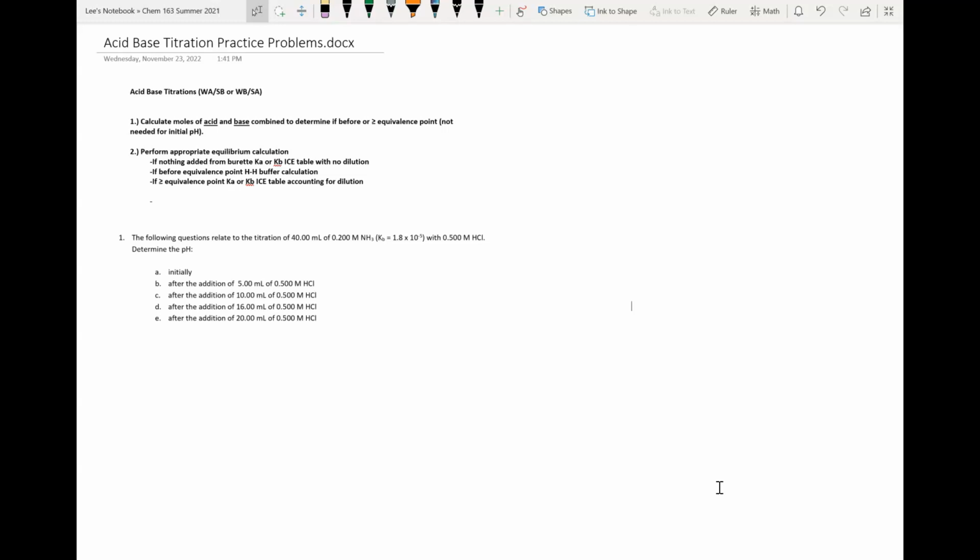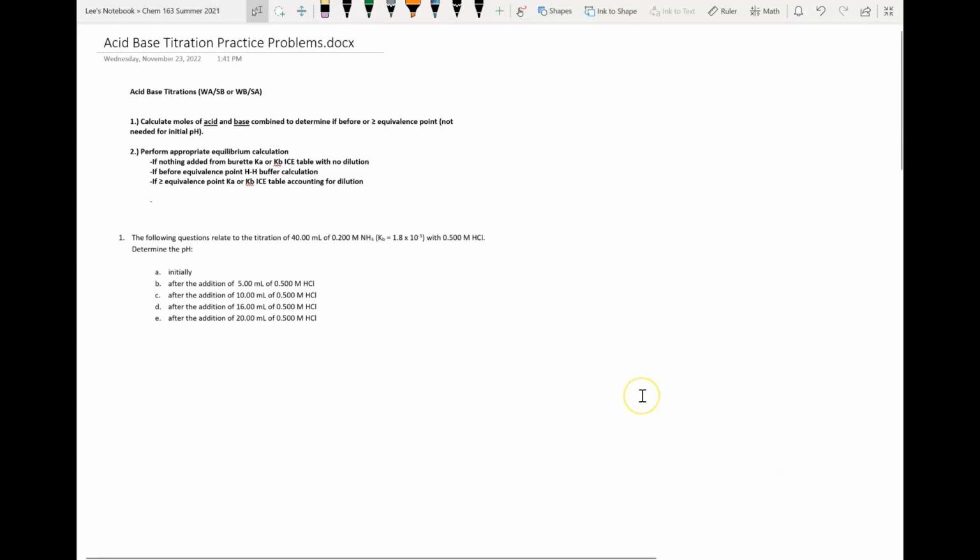If you're before the equivalence point, that is that you haven't added as many moles from the burette as what's in your container, then you'll be doing a buffer calculation, and if you're lucky, you'll be at that half equivalence point where you have equal moles of acid and base, and then the pH is just equal to the pKa. If you are at or beyond the equivalence point, you'll do a Ka or a Kb ice table depending on the exact nature of your titration, but you'll have to account for the dilution because you've added a bunch of stuff from the burette. So that's kind of tricky.